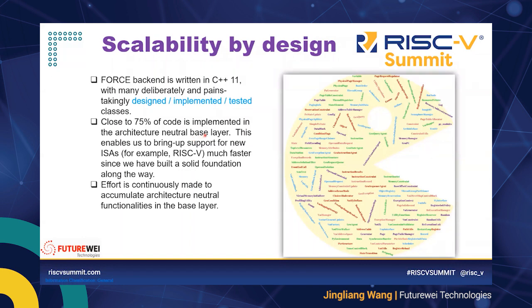The Force backend is written in C++11 with many deliberately and painstakingly designed and implemented testing classes. Close to 75% of the code is implemented in the architecture neutral base layer. This enables us to bring up support for new ISAs, for example RISC-V, much faster since we have built a solid foundation along the way. Effort is continuously made to accumulate architecture neutral functionalities in the base layer.